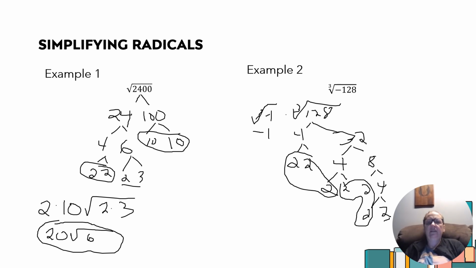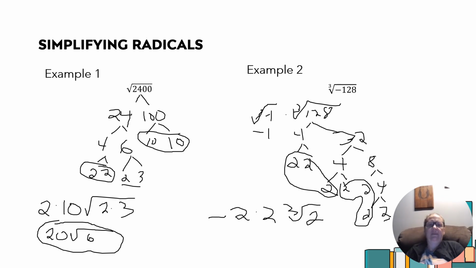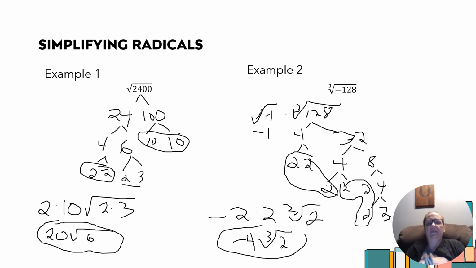So this group of 2's, 1 2 comes out. This group of 2's, another 2 comes out. And then I'm left with the cube root of 2 on the inside. We still have this -1 on the outside, so I'm just going to throw a negative out there. So I have -2 times 2 is -4 on the outside, and then I have the cube root of 2 on the inside. So this is how that simplifies, is -4 cube root of 2.